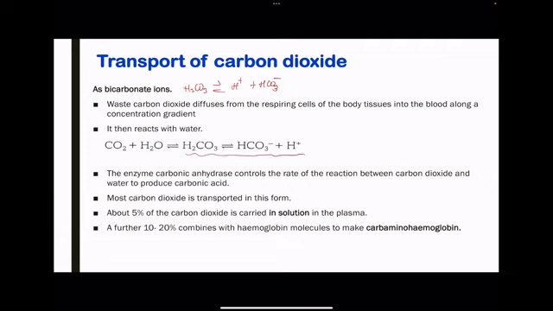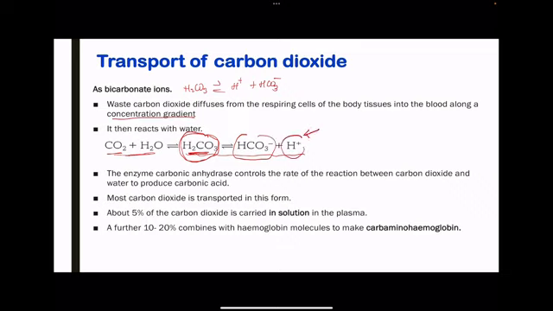The waste carbon dioxide diffuses from the respiring cells of the body tissues into the blood along a concentration gradient, meaning from higher concentration within the cells to a lower concentration within the blood. So a reaction is going to take place. The released carbon dioxide is going to react with water, producing hydrogen carbonate, but this is unstable. It's going to split, producing the bicarbonate ion, then the hydrogen ion.